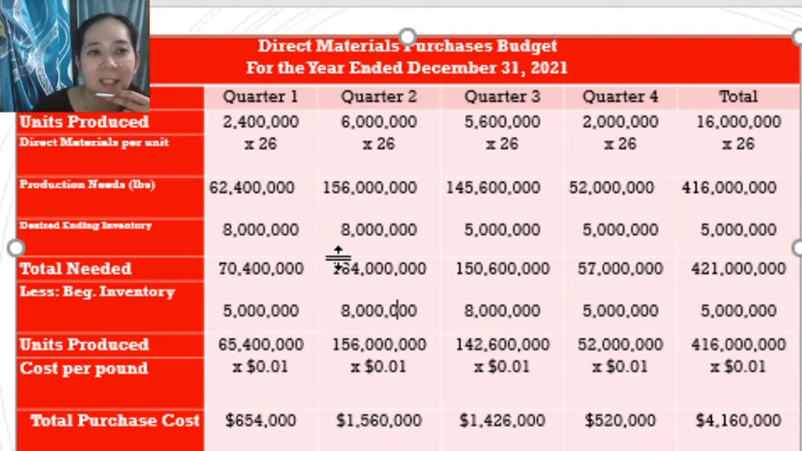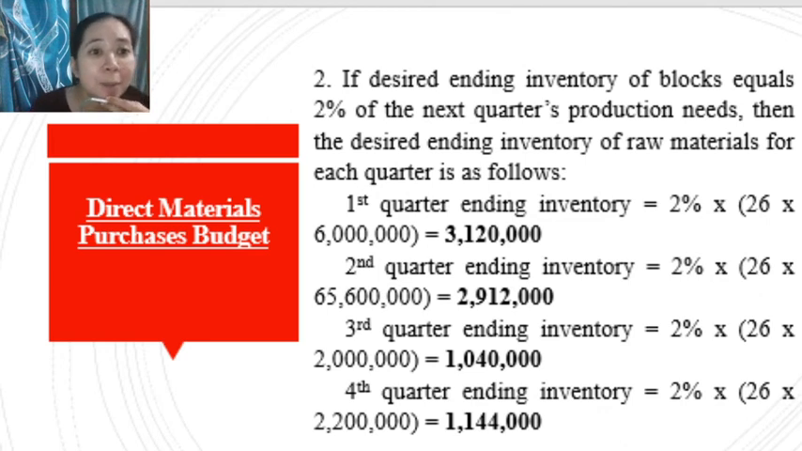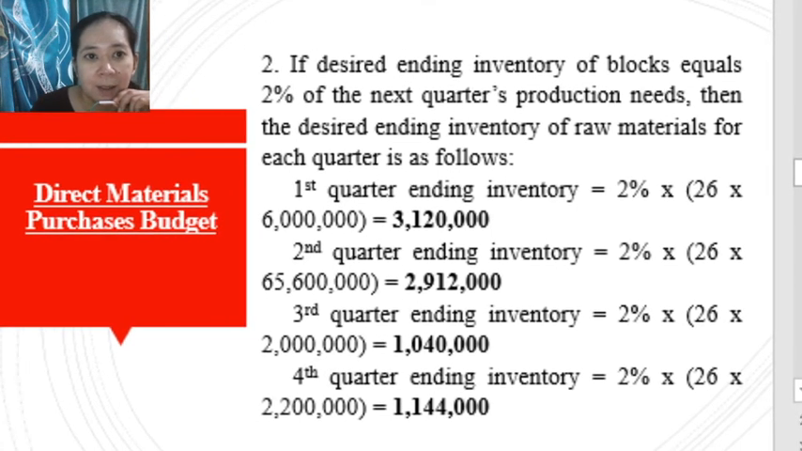Okay, so this is again just like our production budget, but with the consideration of our purchase cost per pound this time. Okay, so next, for the requirement number 2, if you could remember, we have the ending inventory policy for the company. So here, if the desired ending inventory of blocks is equal to 2% of the next quarter's production needs, then the desired ending inventory for raw materials for each quarter is computed as follows.